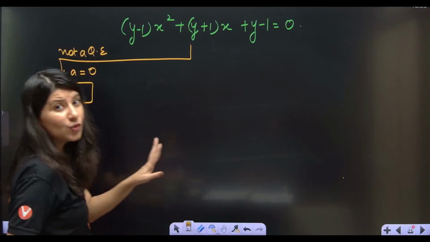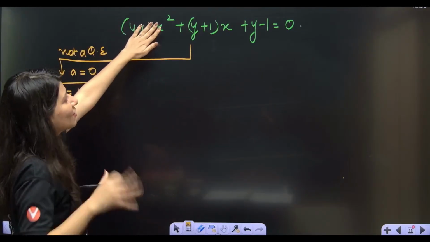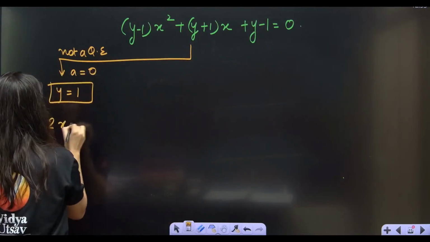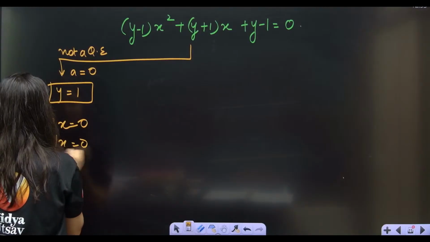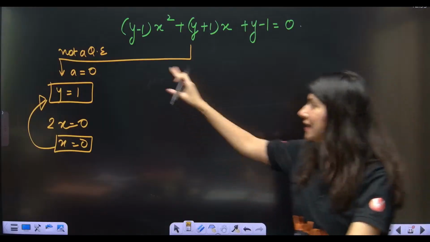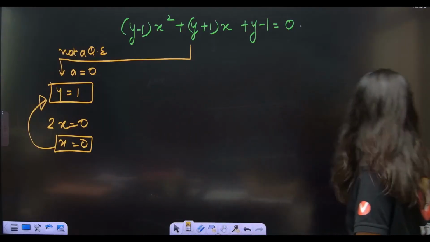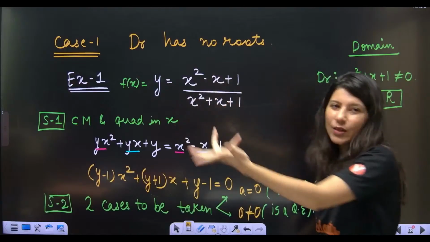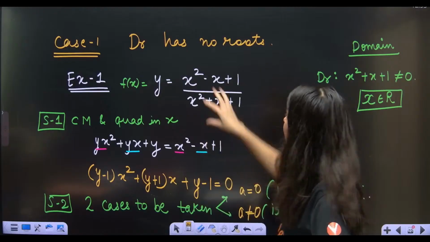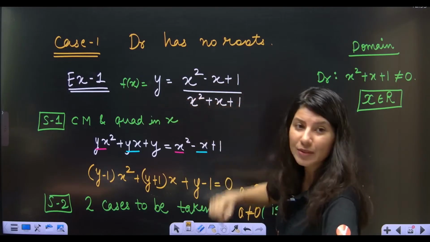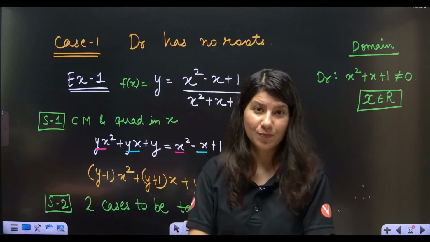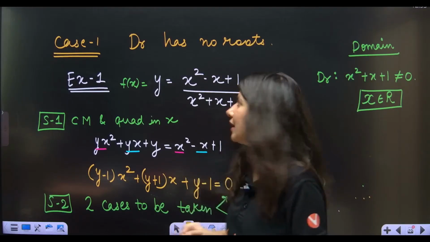If y is equals to 1, then what will happen, ma'am? Y is equals to 1, so this is gone, this is also gone. So 2x is equals to 0, that means x is equals to 0. What does that mean, by the way? It indicates that the moment you put x is equals to 0 in the original equation, what is going to happen? Ma'am, if you put x is equals to 0, it is 1 by 1 is equals to y. That means y is equals to 1 is a valid element in the range.